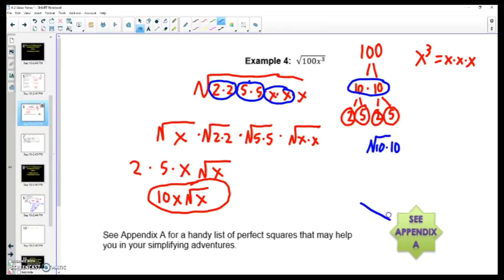We did include in Appendix A a list of perfect squares to help you identify some of these, and maybe those will help save you a little bit of time as you go through doing these factor trees.